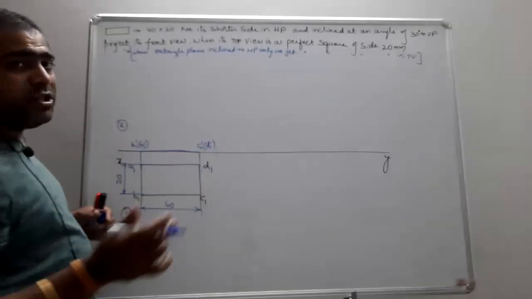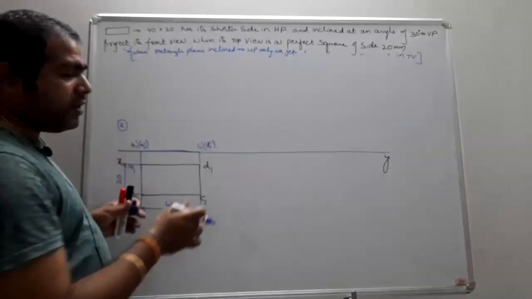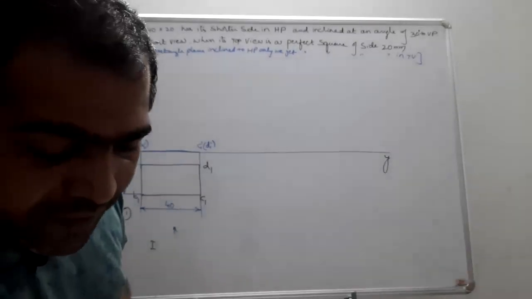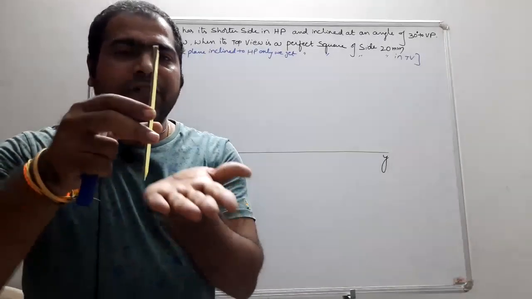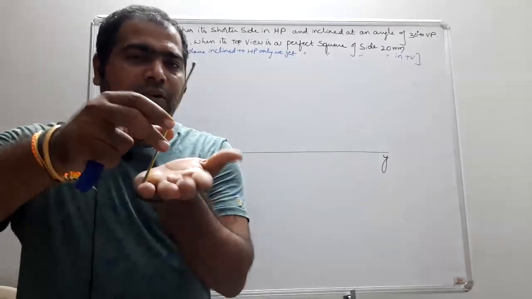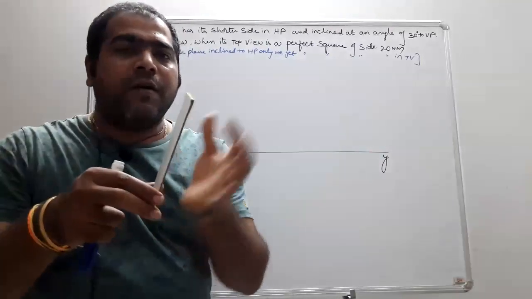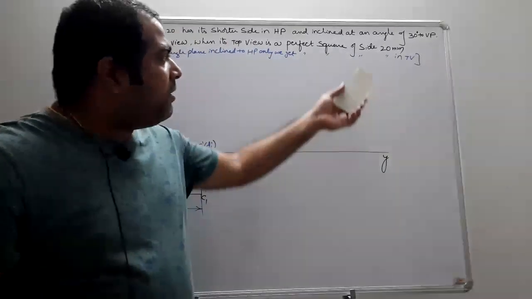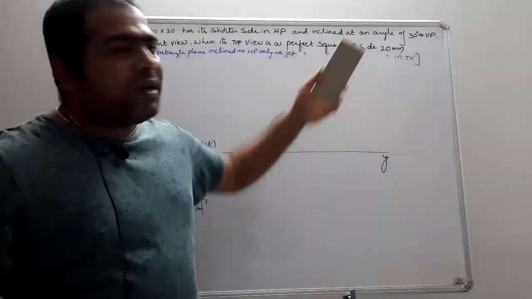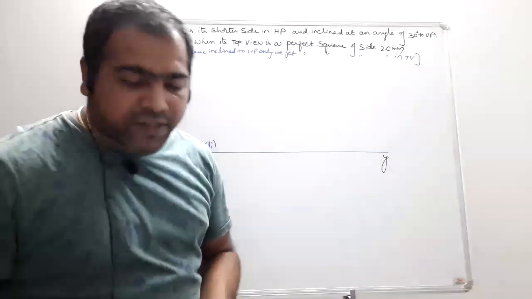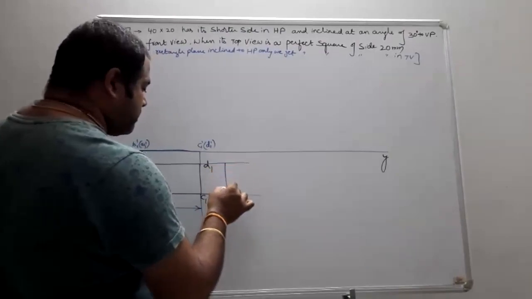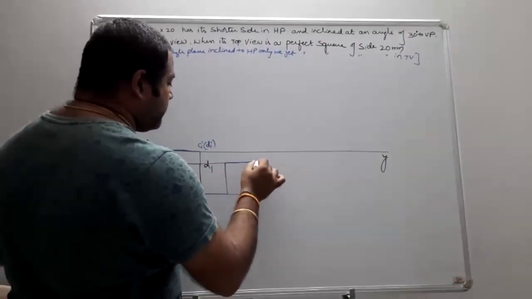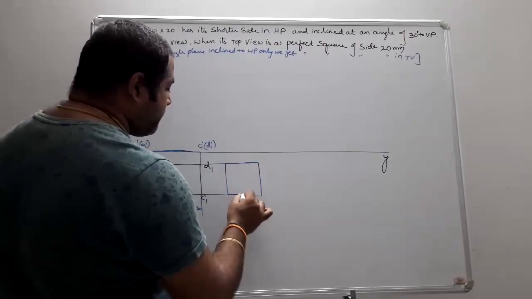The inclination it makes is such that the top view is going to be a perfect square. So you can see that. When your surface is inclined at some angle theta with the HP, then only the top view becomes a perfect square. Here I know the top view is a perfect square. So first of all, I just draw the perfect square of 20 in top view. So this was 20, this was 20, this was 20.